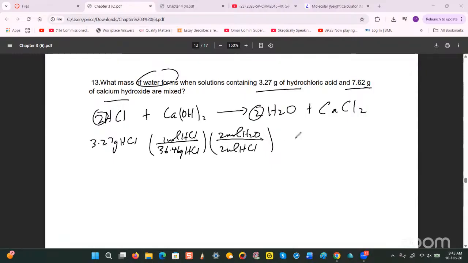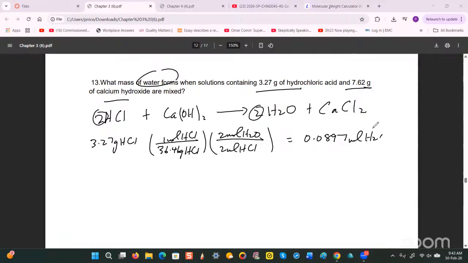And then we do the number crunching, so that's 3.27 divided by 36.46. And according to my calculations, rounded out to 3 sig figs, that gives us 0.0897 moles of water, all right?